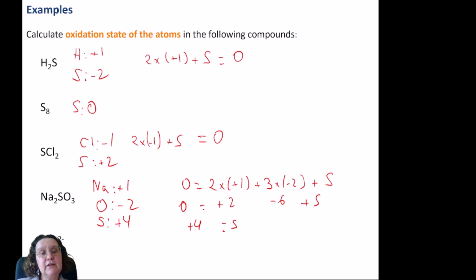And finally, the last compound is actually not a compound, it's an ion. It's a sulfate anion. So again, I've got sulfur and I've got oxygen. And the oxygen is not forming part of a peroxide, that's not a peroxide. So oxygen has an oxidation state of -2. And that leaves me with what the sulfur is going to be. Well, the overall charge of that fragment is not 0, it's -2. That's the charge of the ion.